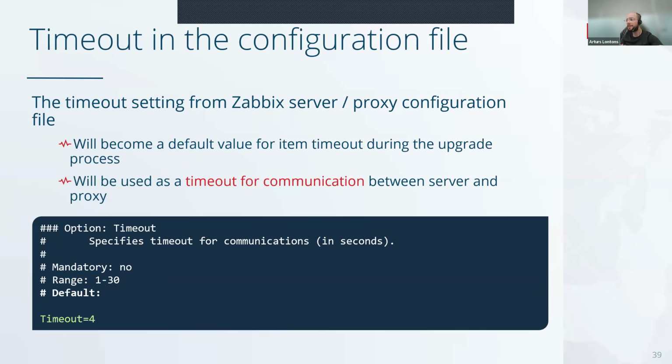The timeout in the config file still remains and is used as a communication timeout between Zabbix server and Zabbix proxy. And this, I think, is perfectly fine because you will configure it once, you will find the number that works for you, and you will probably leave it as is without having to reconfigure it every couple of days or every couple of weeks when new metrics are monitored, as it was before.